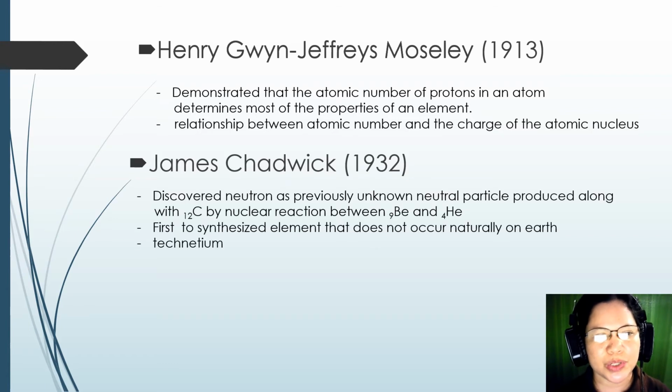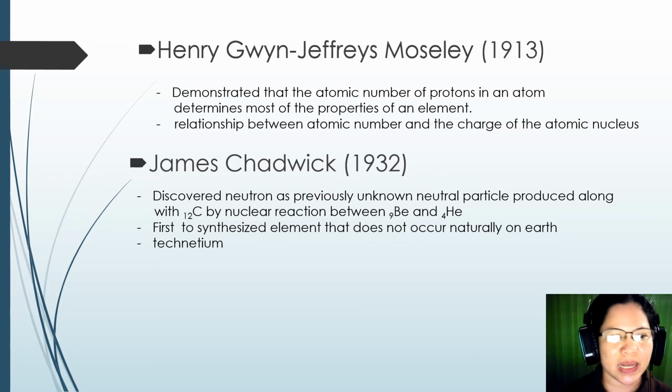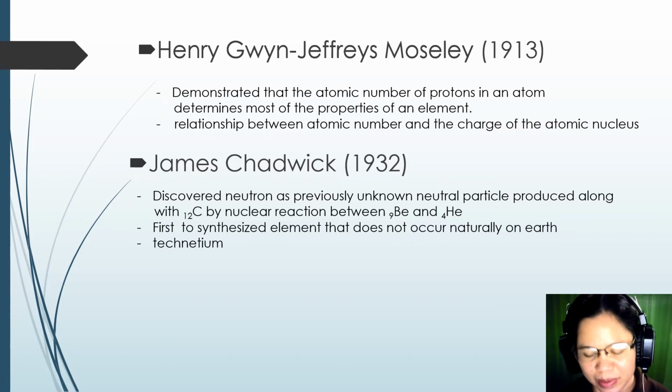Another person is James Chadwick in 1932. What was his contribution? He is the first person to discover the neutron, a previously unknown neutral particle, produced along with carbon 12 by a nuclear reaction between beryllium, with a mass number of 9, and helium, with a mass number of 4. He is also the first person to synthesize elements that do not occur naturally on Earth, for example technetium.